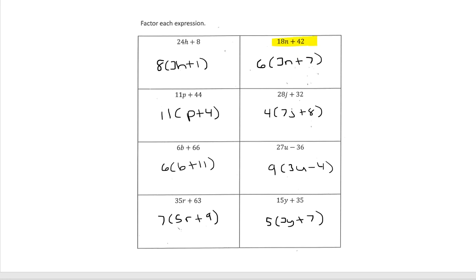On this one, for example, let's say that you didn't find the greatest common factor. Let's say that you just picked a 2. Well, if you would have taken 18n plus 42 and you divide 2 out of both of these, that would give you a 9n plus 21. So you did factor something out, but if you look at 9n and 21, those two still have a common factor.